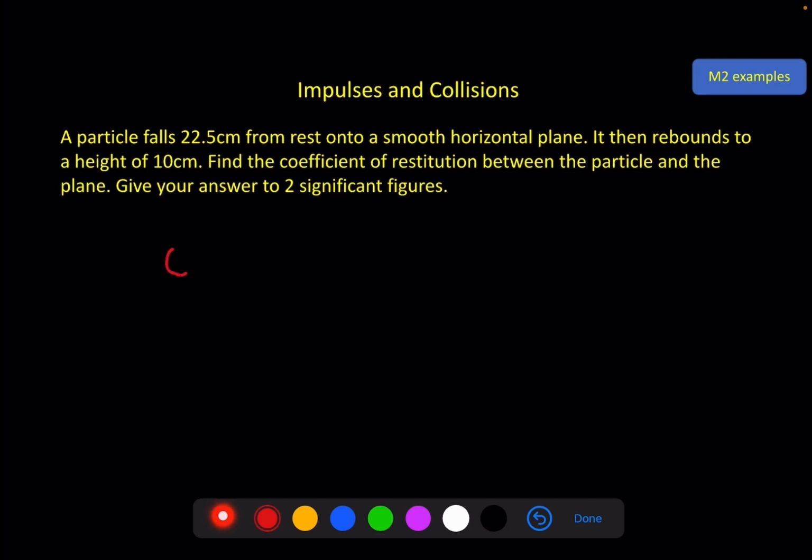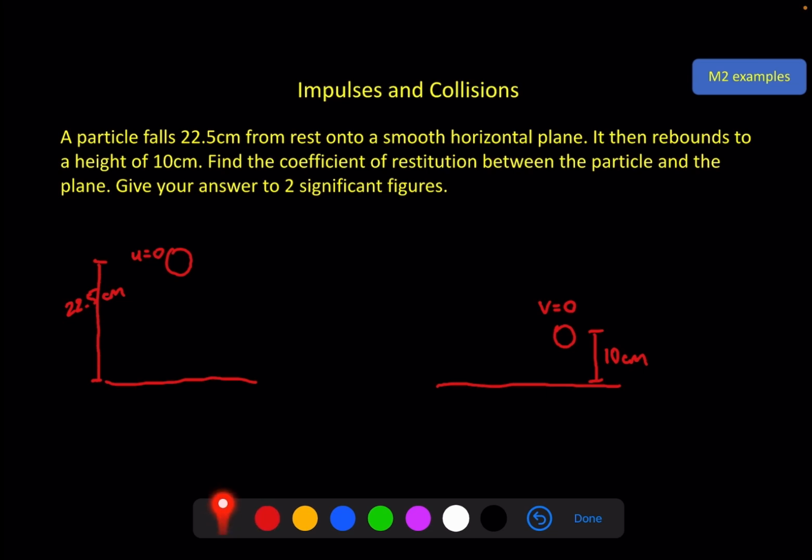So initially, we've got the particle, the plane, and it is 22.5 centimeters above the plane, and it's starting at rest. Then later on, it has bounced, and it's come back up to a height of 10 centimeters. And at the very end, when it reaches this height, that is also at rest. But to find the coefficient of restitution, what we need is the speed immediately before the collision, after it's fallen down here, just before it hits the ground.